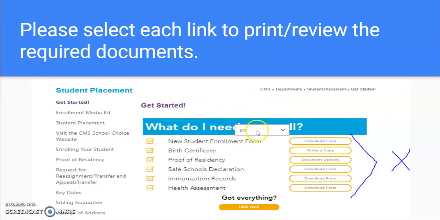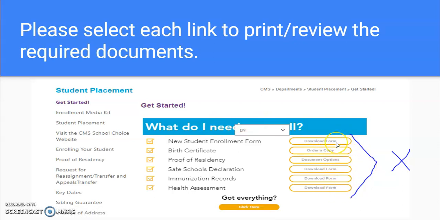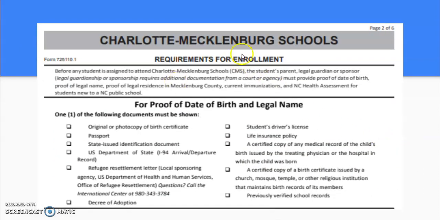I apologize for this drop-down menu that I can't remove, but this does say, what do I need to enroll? There are 6 items here. You will want to click on each button and view the information and print if necessary. We are going to take a look at each of these in detail.